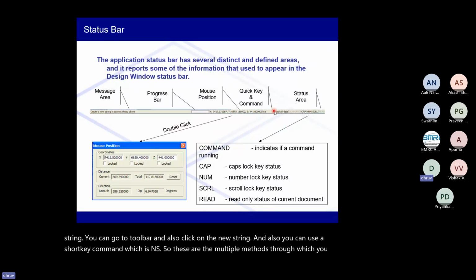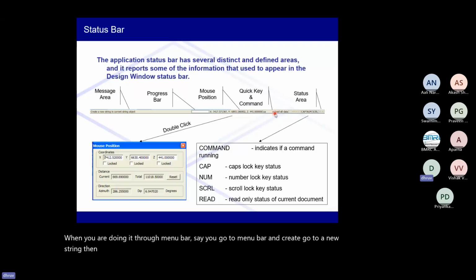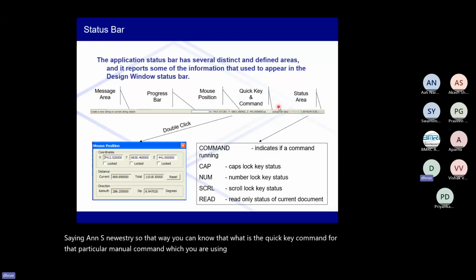When you are doing it through the menu bar, say you go to the menu bar and go to new string, then directly in this quick key command area it will reflect the quick key or short key of that particular command, saying ns new string. That way you can know the quick key command for the menu bar command you are using, if it has one. Otherwise, it will not show here.